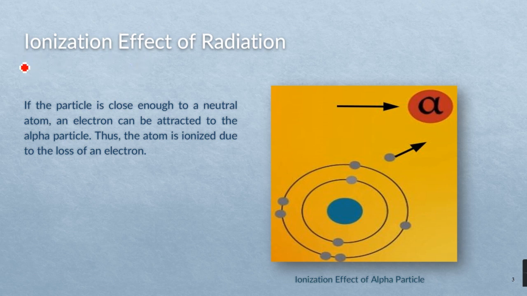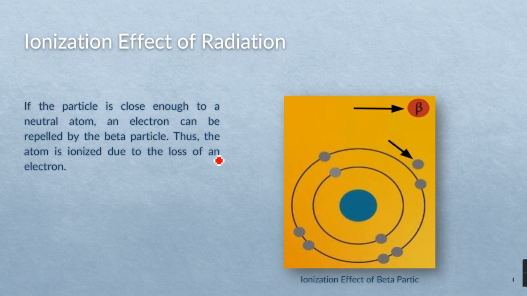So the first one is the alpha particles, and alpha particles, as we know, if they pass by an electron in the outer shell, because alpha particles are positively charged, they can attract this electron, and by attraction they will make the atom lose one electron and become ionized by electron loss.